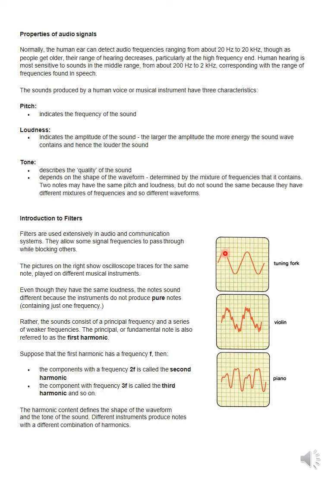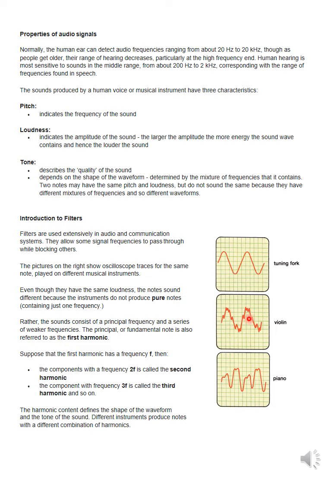If we are using a tuning fork, which you might have used in your physics labs, and you hit it with something, then it will create a frequency like a humming sound, and it is usually of this form. It's a perfect sinusoidal, you can see. Even though they have the same loudness, the notes sound different because the instruments do not produce pure notes containing just one frequency.